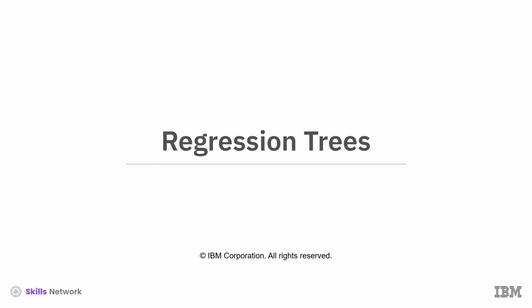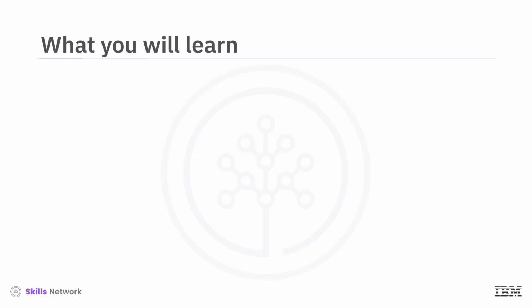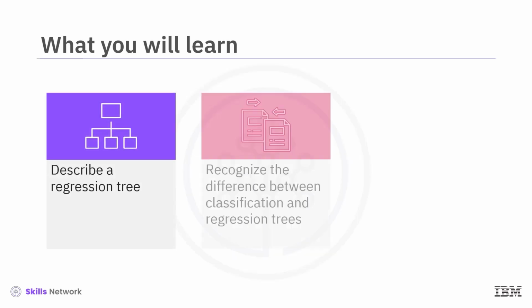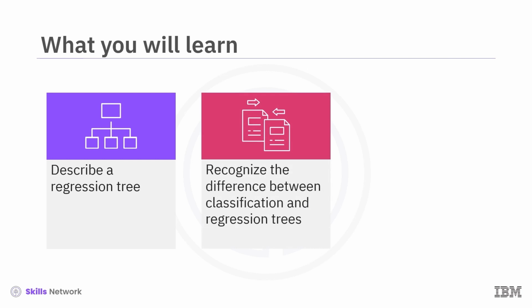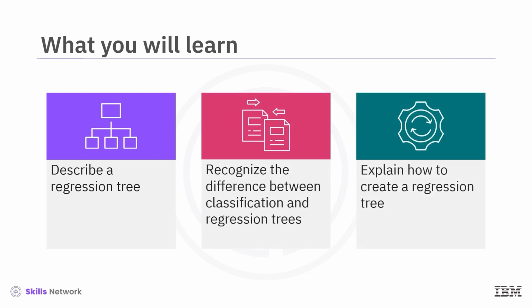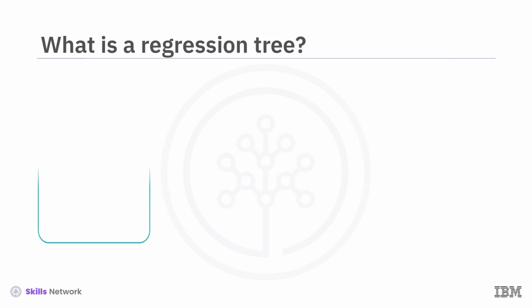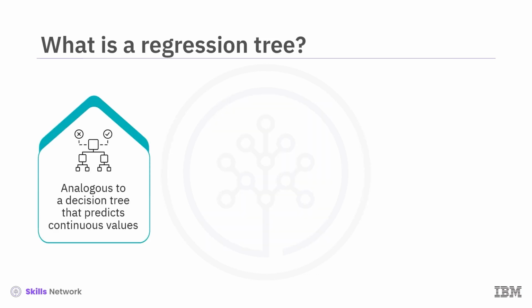Welcome to regression trees. After watching this video, you will be able to describe a regression tree and recognize how it is different from classification. You will also be able to explain how to create a regression tree. A regression tree is analogous to a decision tree that predicts continuous values rather than discrete classes.